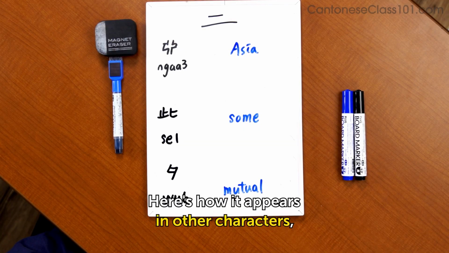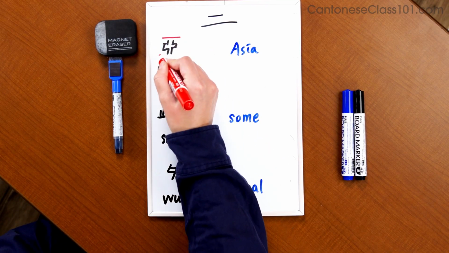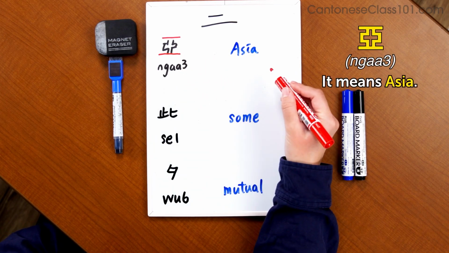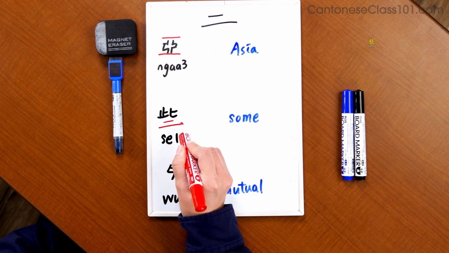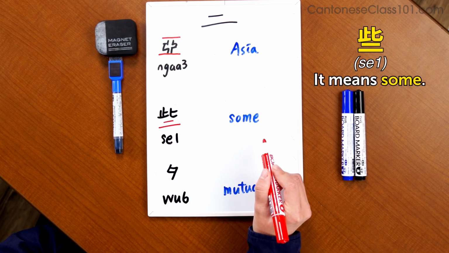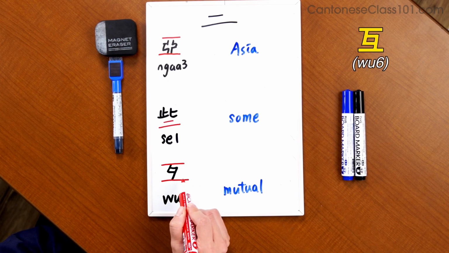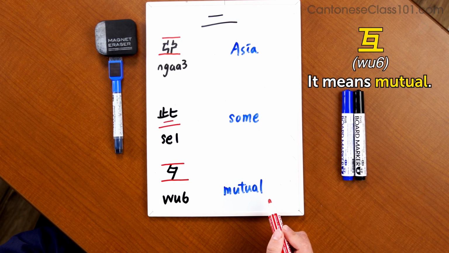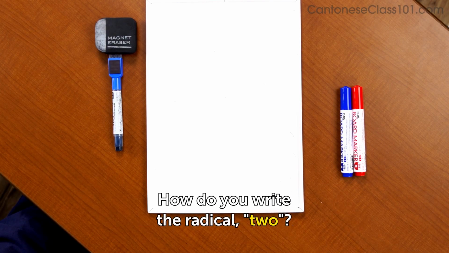Here's how it appears in other characters, serving as a radical. It means Asia. It means some. It means mutual. Let's review. How do you write the radical 2?